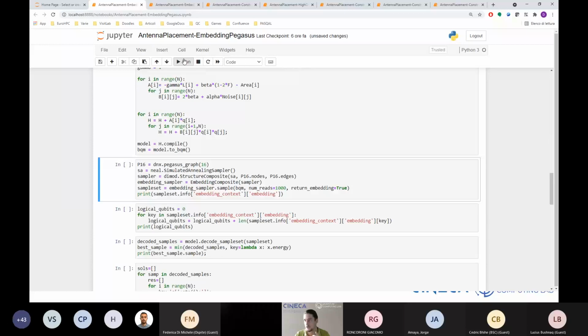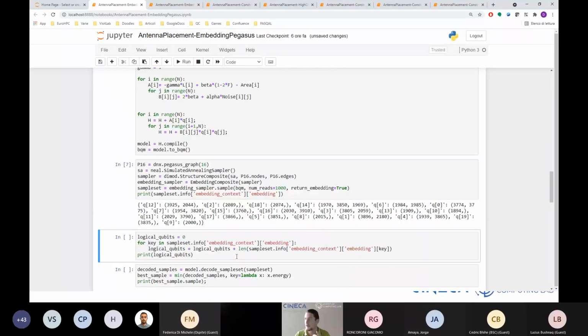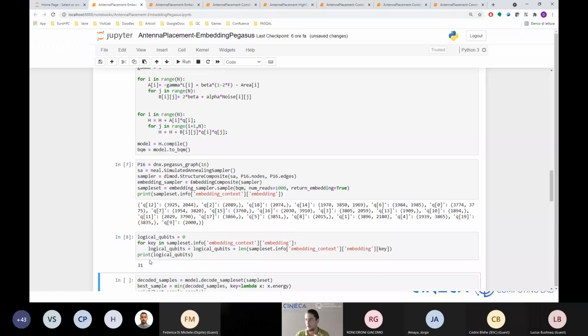We can say that Pegasus is much better. You can see it when implementing our 20 qubits problem, because Pegasus has a lot more connections with respect to the previous model. In fact, you can see that the longest chain is 3, which is different from the Chimera example that was more than 5. And yes, in fact, we only need 31 qubits on the Pegasus graph to solve our problem.